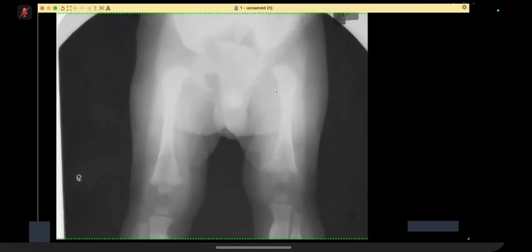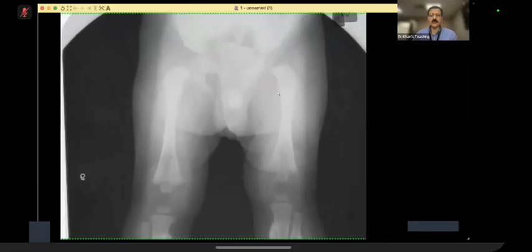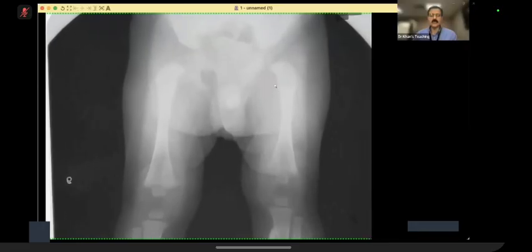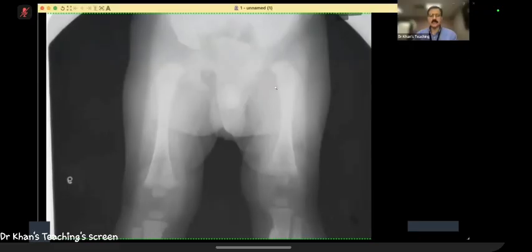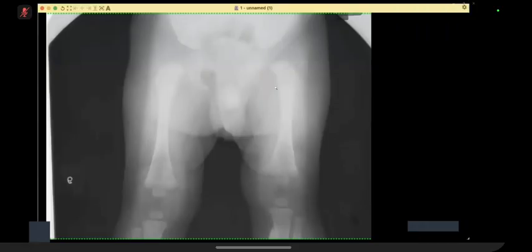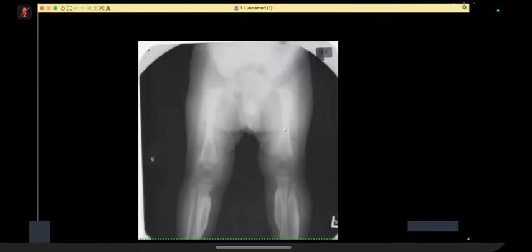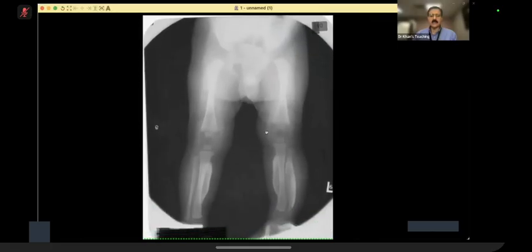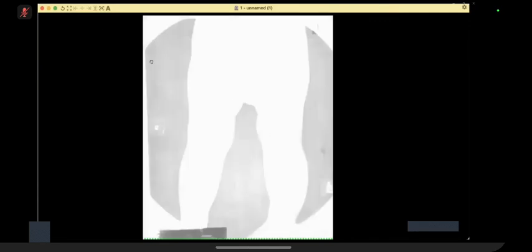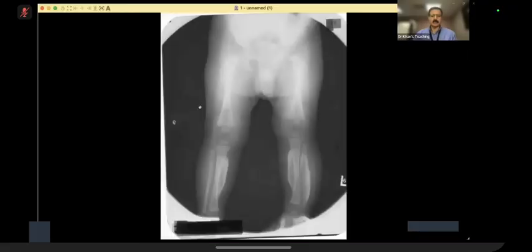What do you think is the age of the patient? I think it is 6 to 8. Why do you say 6 to 8? Because the femoral heads are not there. So what is the age at which the femoral head epiphyses appear? 6 months, 6 to 8 months. Okay.